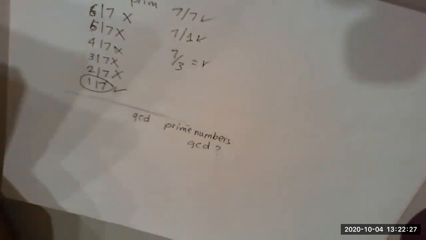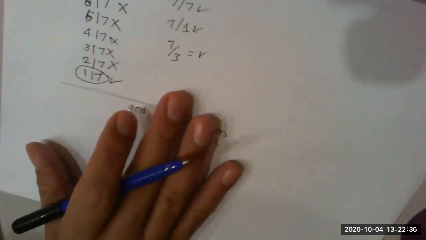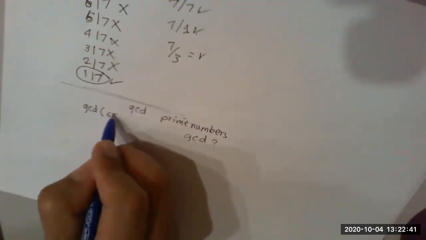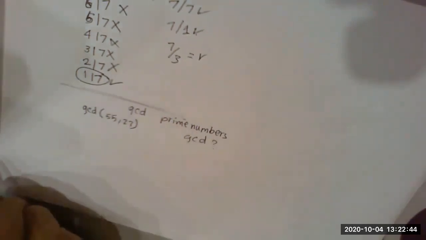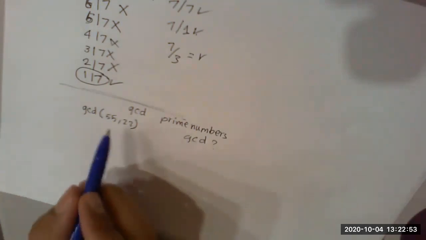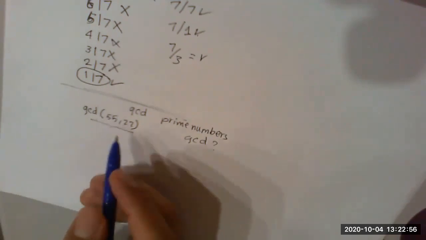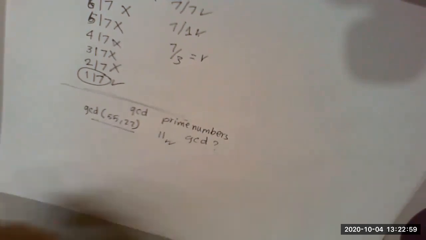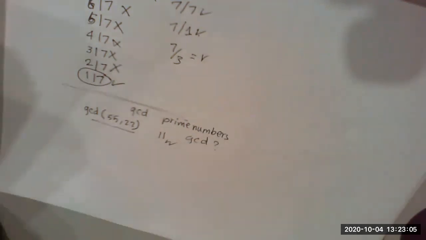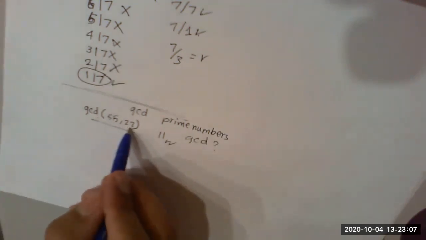Let me have an example for this. What about the greatest common divisor of 55 and 22? Do you know the answer? Anybody knows the answer? This is straightforward. 11, yes. It is very straightforward. Now I want to use the prime numbers to calculate the greatest common divisor of these two numbers.